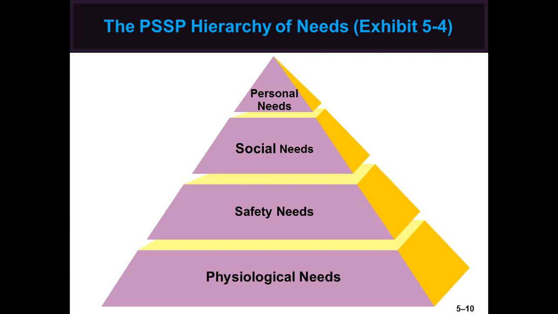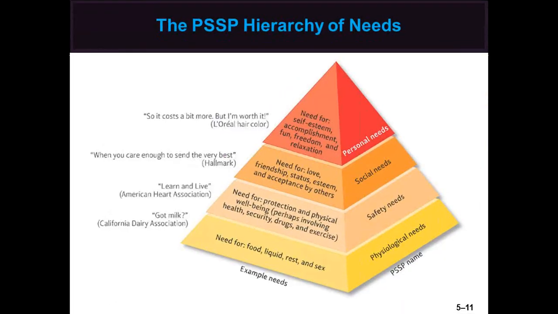So here's another view of the PSS hierarchy of needs. We see some examples here. So what would appeal to the lowest levels? Physiological needs, milk, and the promotion of milk. What would address the safety needs? Learn and live, as far as the American Heart Association, so it's good, healthy lifestyles.